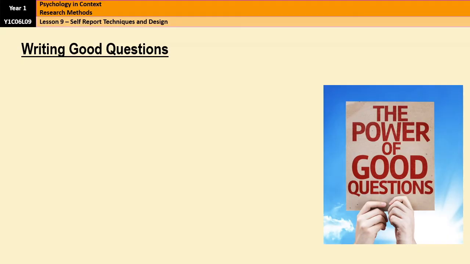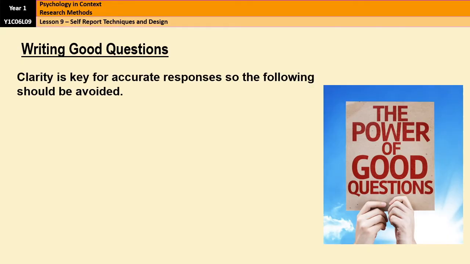Now, any self-report technique is only ever as good as the questions being asked, and very often the wrong questions can produce bad results. So there are a number of things that you have to be aware of when you are writing questions for an interview or for a questionnaire. Clarity is the most important thing. You want clear questions so that you can get accurate responses. In order to get accurate responses, you need to avoid the following things.